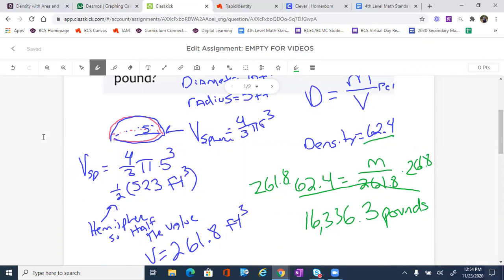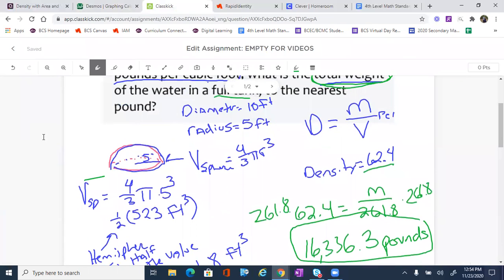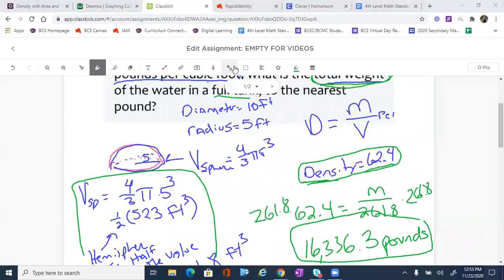So the first thing we ended up doing was determining that we needed to find the volume of the hemisphere. We also looked at the fact that we were given the density. And once we were given the density, we were able to find the mass just by doing a little bit of calculation using the formula: density equals the mass divided by volume.